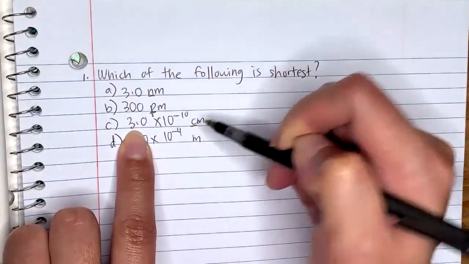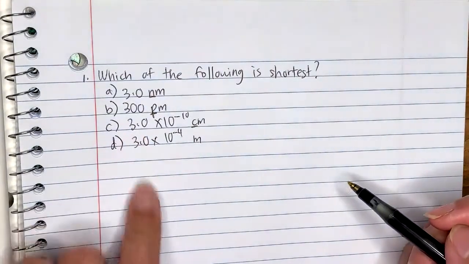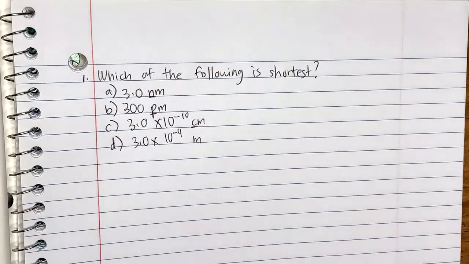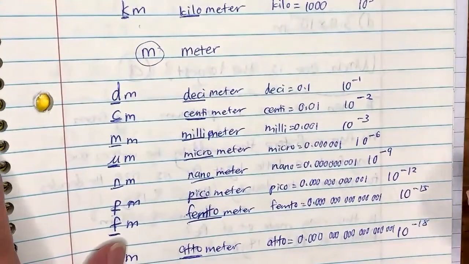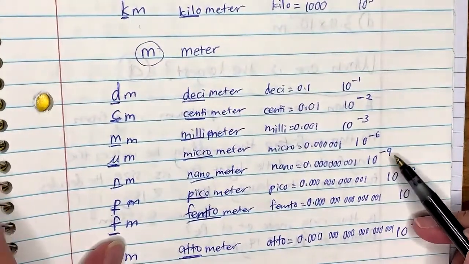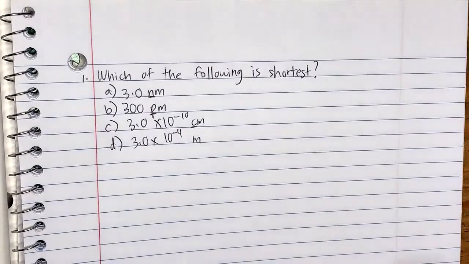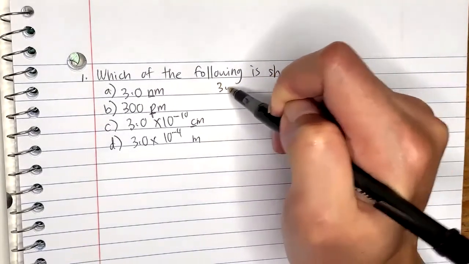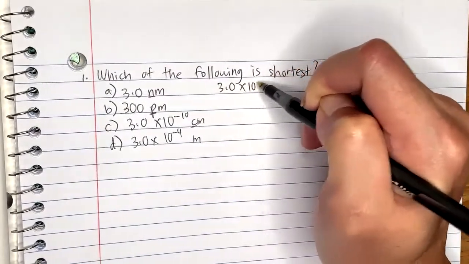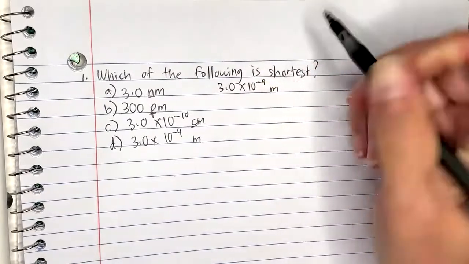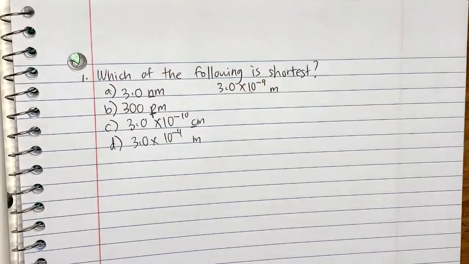So I have to find out what nano is. Since we were doing meter earlier, let's pull up the meter one. Nano means 10 to the minus 9. So I'm going to go ahead and write 3.0 times 10 to the minus 9 meter. That was the nano term right there.